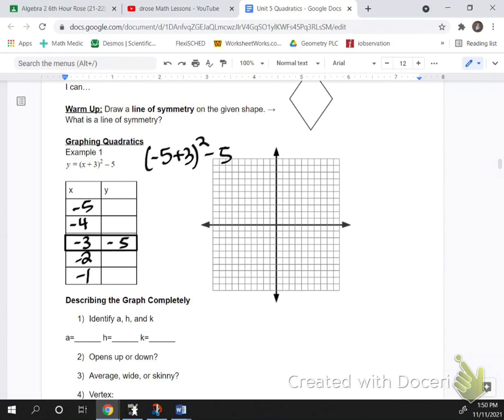By plugging in -5, and I'm going to simplify. You have to do PEMDAS. So you have to simplify what's in parentheses first, then square it, then subtract. You should get -1.